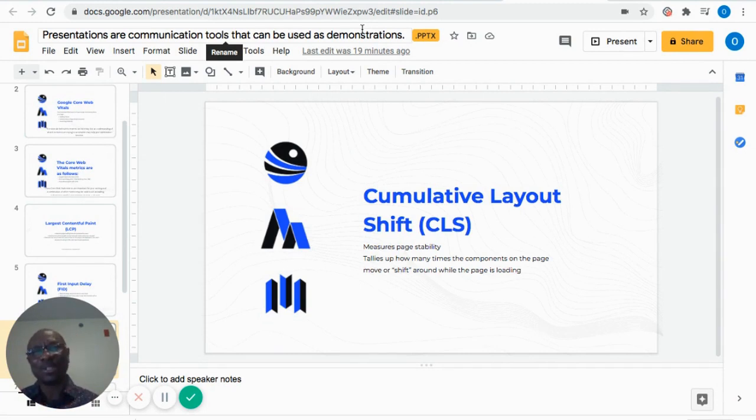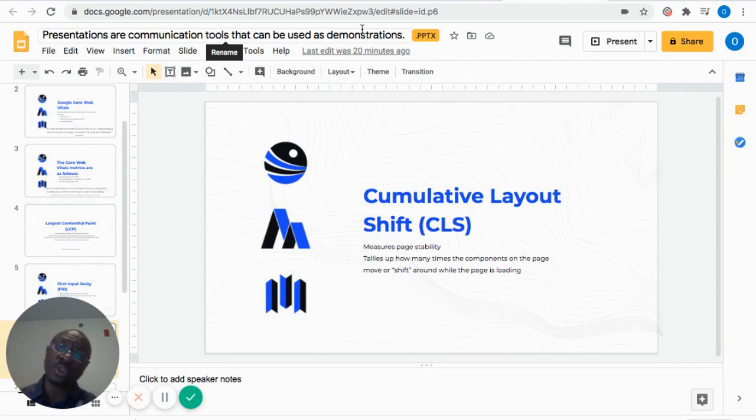So the next metric is the cumulative layout shift. This actually measures your page stability. When I'm talking about page stability, I'm talking about those components, those images that you have on your website. Are they dancing around? Are they all over the place? Just know that this could impact your visibility on the internet and your ranking.